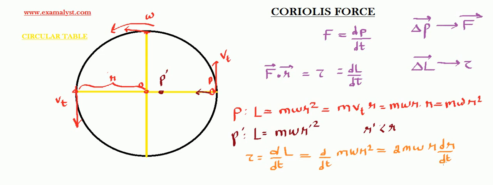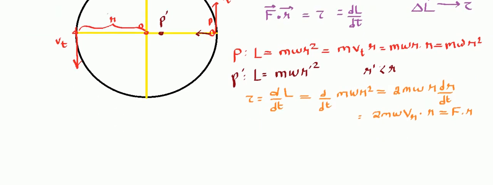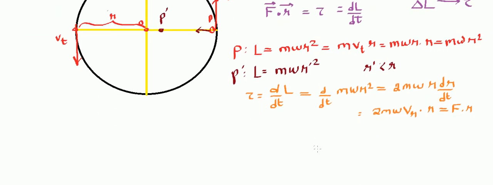This can be written in this way. Bring out 2m omega. Now what is dr by dt? dr by dt is the radial velocity Vr, the velocity with which the boy starts running towards the center, into r. If we equate this with F into r, then this force looks very different. It looks weird. The expression of this force is F equals 2m omega Vr.